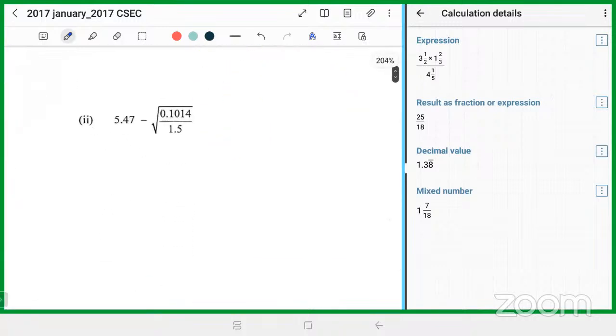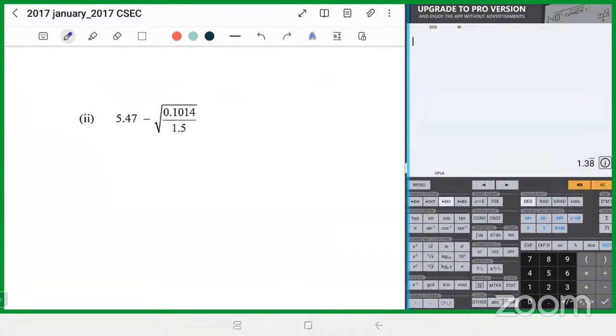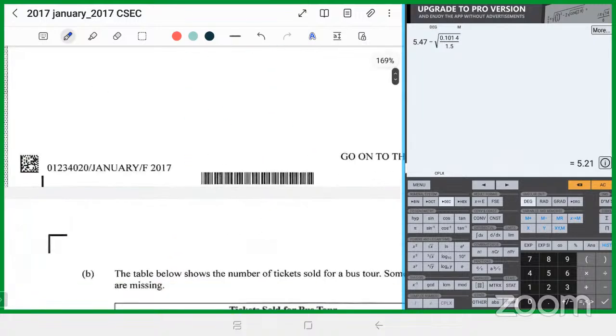All right, next question is first to work this one out. Again with the calculator. Let's go back to the calculator. Clear it. It's going to be 5.47 minus the square root of a fraction, and it is 0.1014 over 1.5. That is 5.21. That's the answer there. Nice and easy. So we continue.